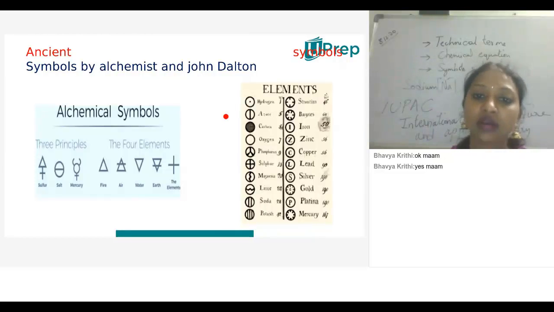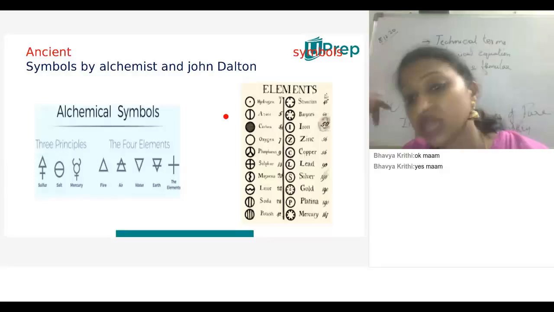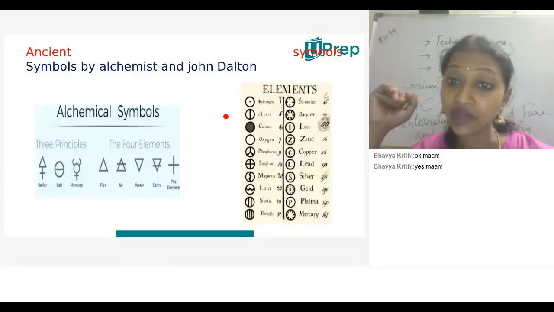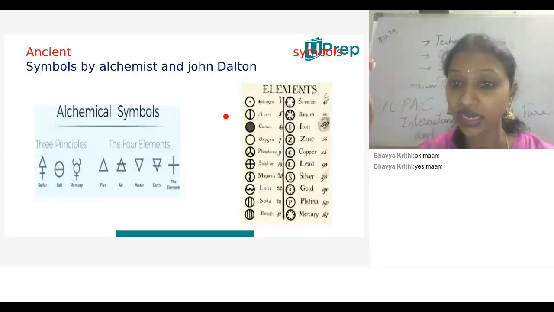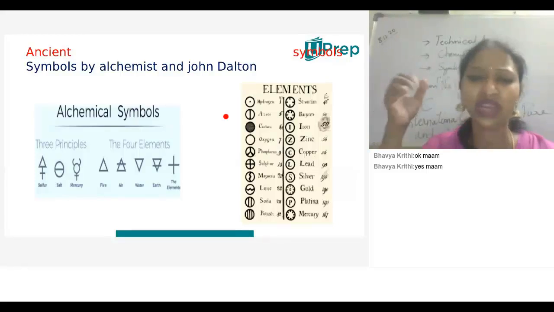So, ancient symbols by alchemists and John Dalton. How did we get alphabets? When we got alphabets, A means a single A, B means a single B. It's not very complicated. That's why we remember all the alphabets which we learn in our early classes. But to remember all these 118 elements, like writing the chemical names and spelling them, it's very difficult.